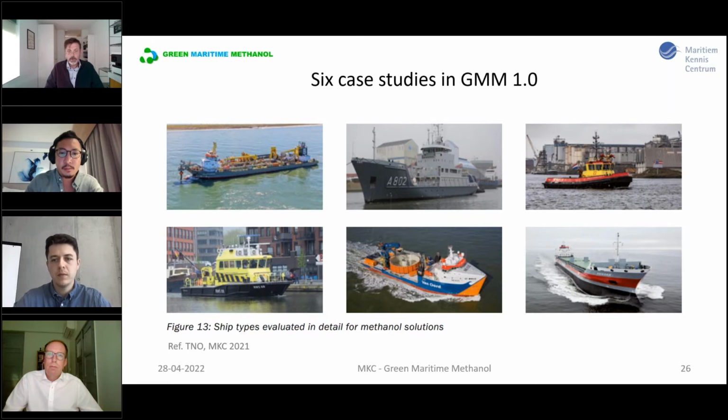To move on, we go to the vessel Van Oord. It's a cable laying vessel, and the last one is a ship from Wagenborg. It's a general cargo vessel.